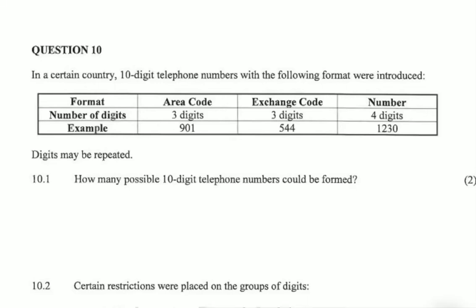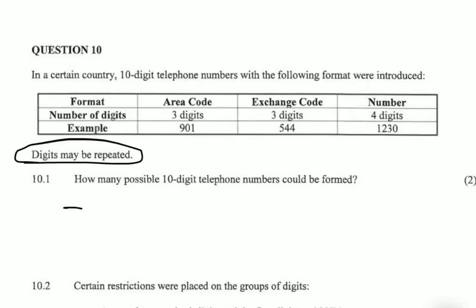In a certain country, 10-digit telephone numbers with the following format are introduced. We have the area code with 3 digits, the exchange code with 3 digits, and the number with 4 digits. Question 10.1 asks how many possible 10-digit telephone numbers could be formed. We are also told that the digits may be repeated.